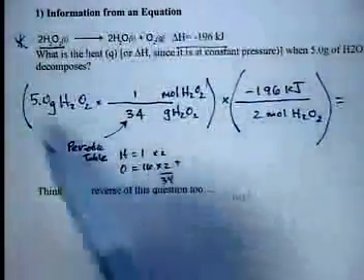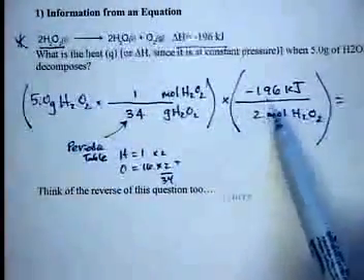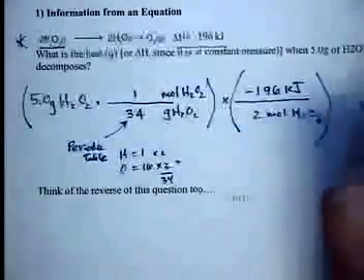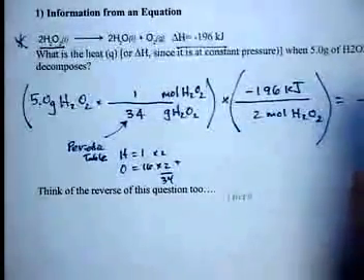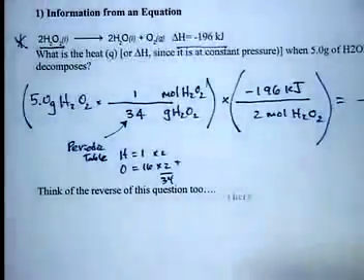When I plunk this into my calculator, 5 grams divided by 34 times a negative 196 divided by 2, I end up with negative 14.4 kilojoules. That's the amount of energy that would be released.